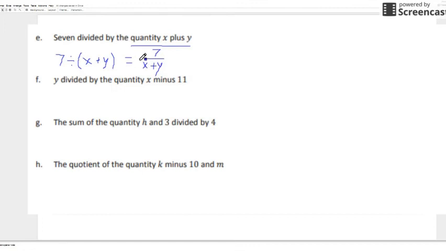A lot of people forget that, remember, we have to take care of the addition first. So both of these have to go on the bottom. Now you can put the parentheses down here if you want to. You don't need to, but it doesn't hurt if you do.